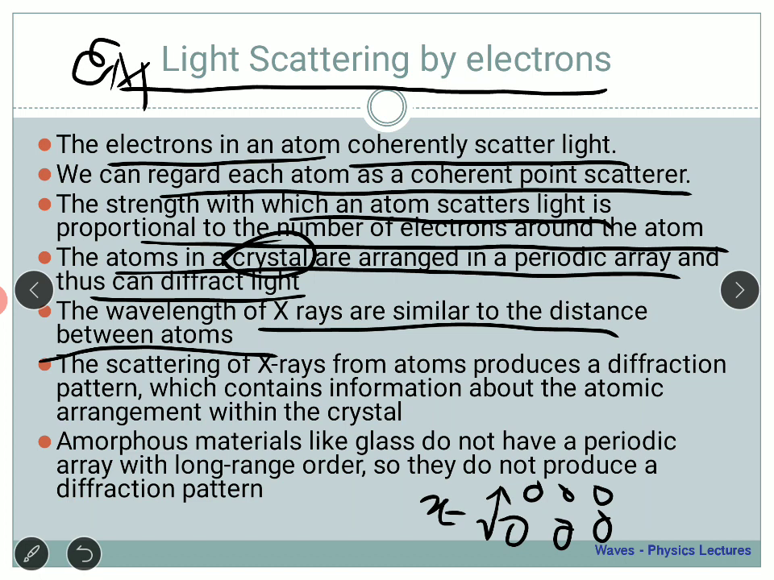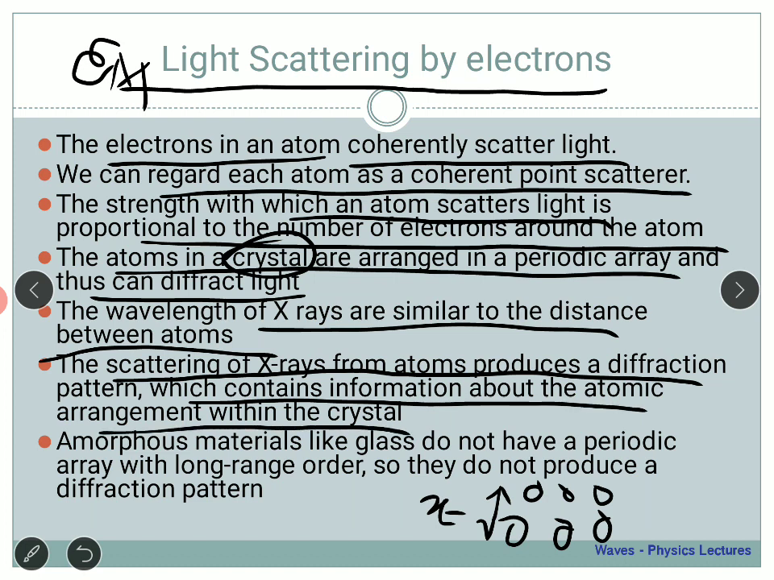So that is what is meant by the distance between the atoms, and the scattering of the X-rays from the atoms will produce a diffraction pattern, which will contain information about the atomic arrangement within the crystal. Now if you consider any system, let's say any nanomaterial, two different materials will have different kinds of atomic arrangement, so the diffraction pattern will also be different. So if we can study those diffraction patterns, we can identify what kind of element or material it is.